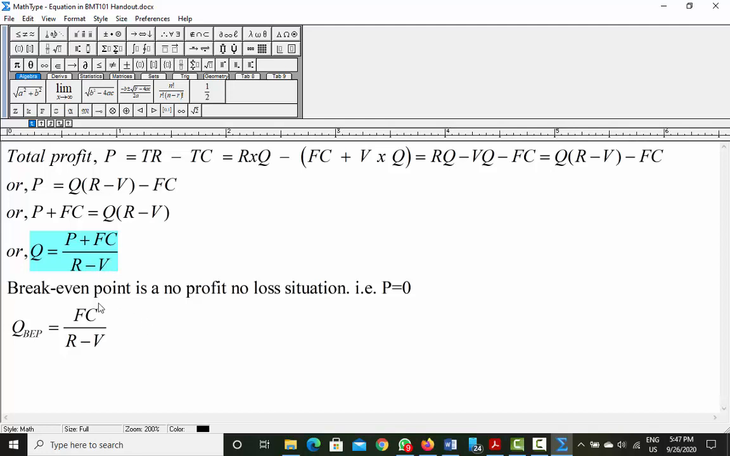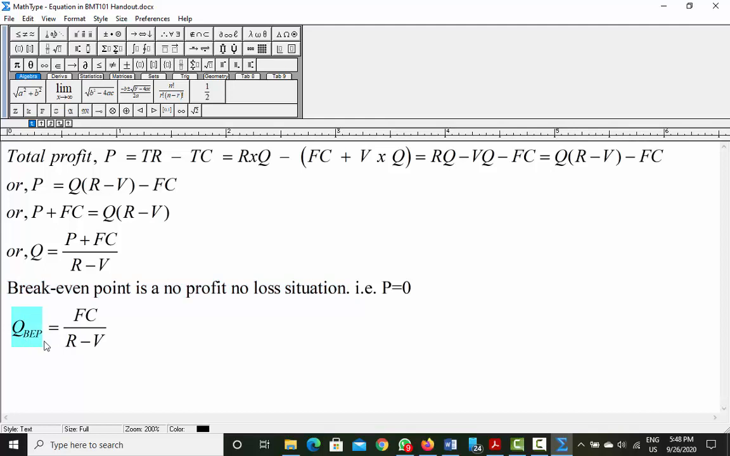Right. So break even point is a no profit no loss situation. Break even point means where we have no profit, no loss. That means profit is equal to 0. So break even point is a situation where all the profit will be 0 and loss will also be 0. That means P is equal to 0.